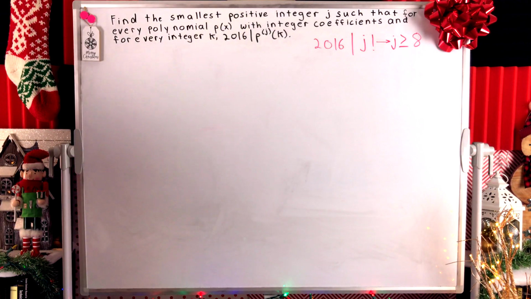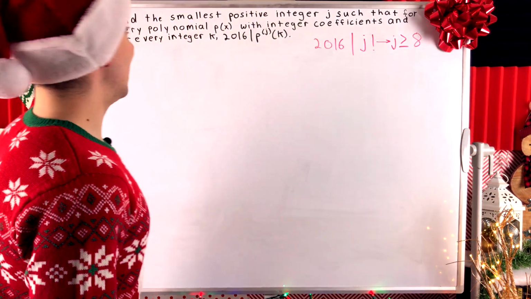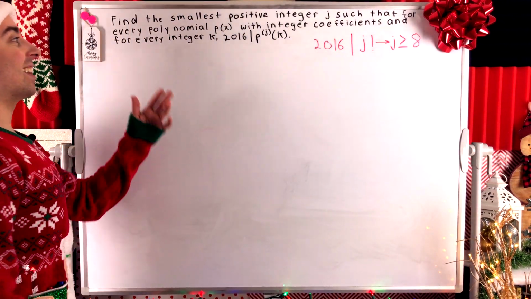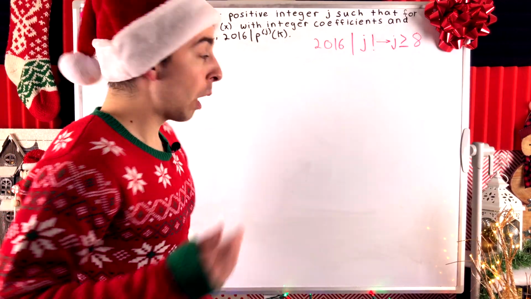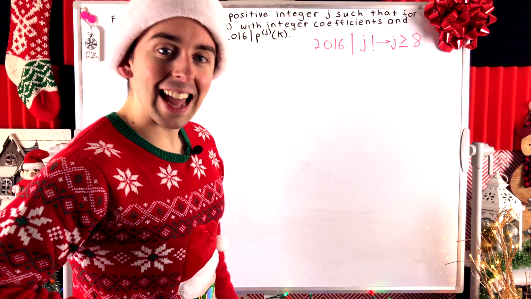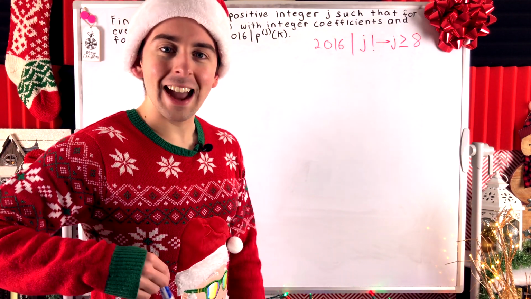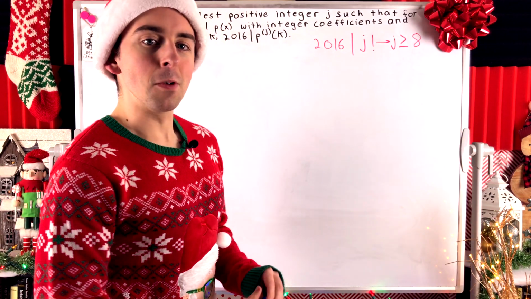So the next thing we would try to finish solving the problem is to show that 8 works, that the 8th derivative of any polynomial with integer coefficients will be divisible by 2016 when evaluated at any integer k. So how the heck are we going to do that? Well, I guess we'll use the blue marker.